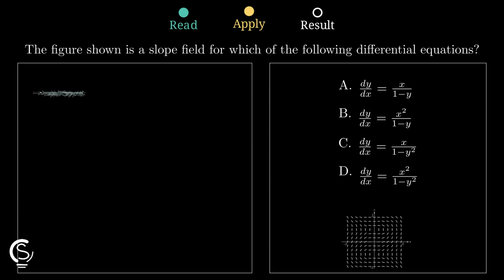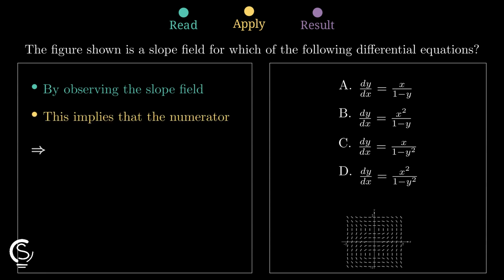Next, check the signs of the slopes in different quadrants. Since the slopes stay positive when x is negative, the numerator must be x squared to keep the overall value positive. Vertical slopes at y equals 1 and negative 1 occur when the denominator is 0, matching the expression in option D.